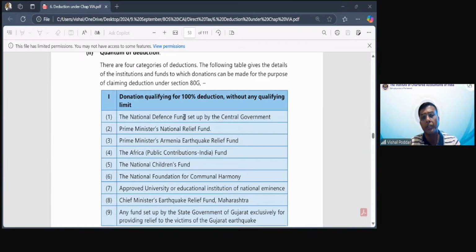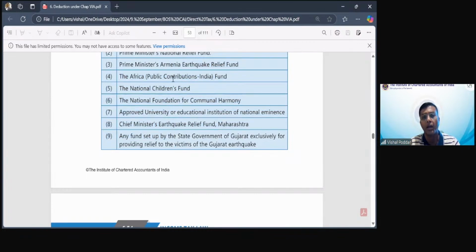So see the names: National Defense Fund, Prime Minister's National Relief Fund, Prime Minister's Armenia Earthquake Relief Fund, Africa Public Contribution Fund, National Children Fund, National Foundation. Now see, this is an institution. It is not a fund. But why is it kept in this category? Because the purpose is very big, very important for our country, that is maintaining communal harmony. On and off, we see many communal disputes, riots, disturbing the peace, disturbing the smooth functioning of different parts of the country. So that is why this today is a very important requirement of the country. So that is why they have put it in 100% without limit, even though it is an institution.